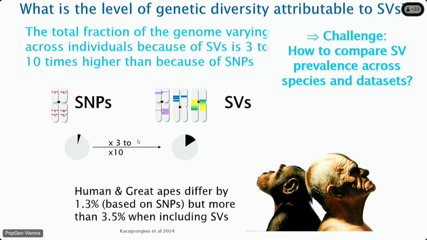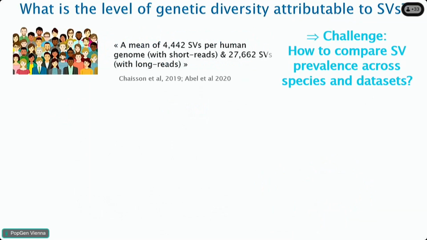Okay, and this diversity could depend on the studies. Do we have the power to detect the structural variants, or does it depend on the species? And a lot comes from the data. Like in human, when they use short reads and long reads, they wouldn't say you and me differ by the same average number of structural variants.